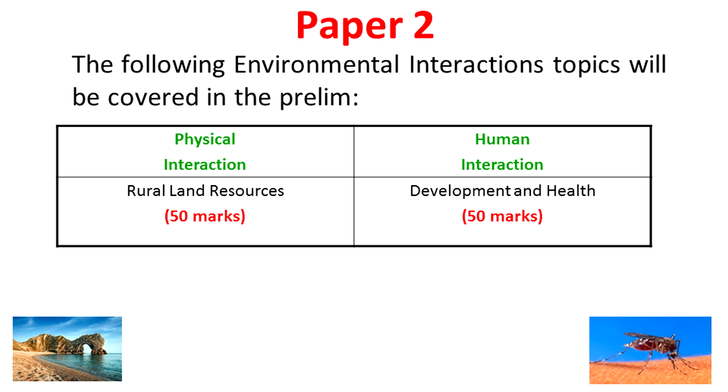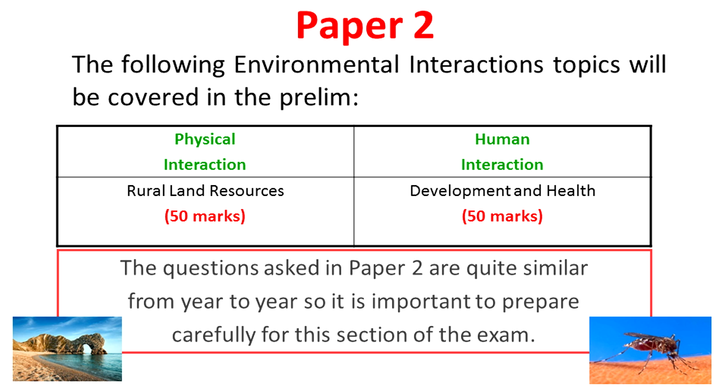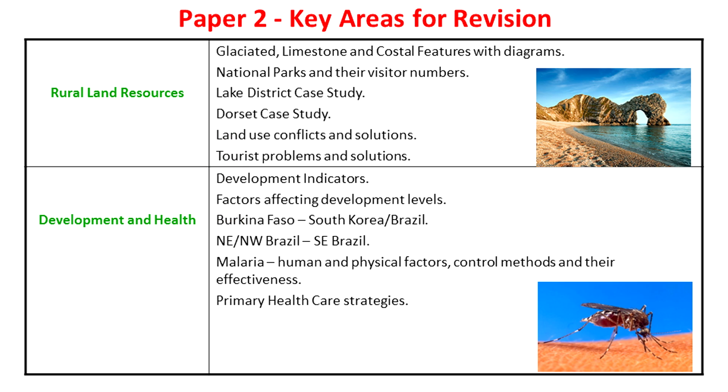Paper 2, the Environmental Interactions topic, is split into two 50-mark sections, the Physical Interactions and the Human Interactions. The questions asked in Paper 2 tend to be quite similar from year to year, so it is important to prepare carefully for this section of the exam, as it is a real opportunity for the students to pick up marks, as it is quite predictable.